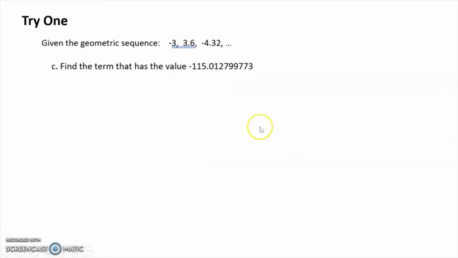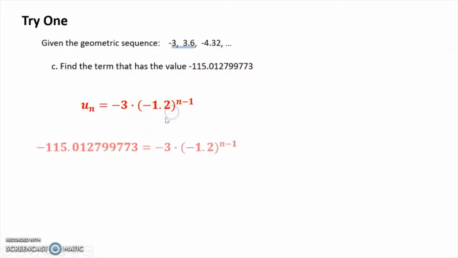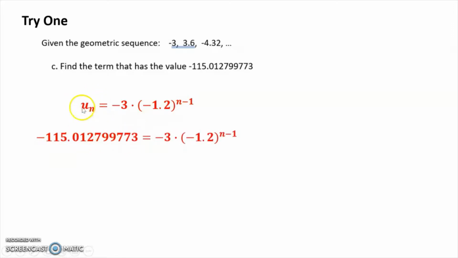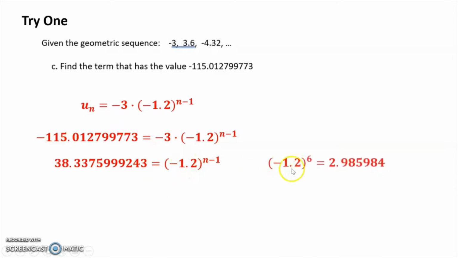Okay, so try this one for your sequence. Try to find this term. Okay, same process. We had our rule already. Remember, these parentheses here were important. We want to figure out when that term in the future is equal to this, and we're going to solve for n. Divide by -3 first, so it's going to turn this positive. And then, again, you can guess and check. So you guess and check some power of -1.2. Again, in parentheses, it's important.